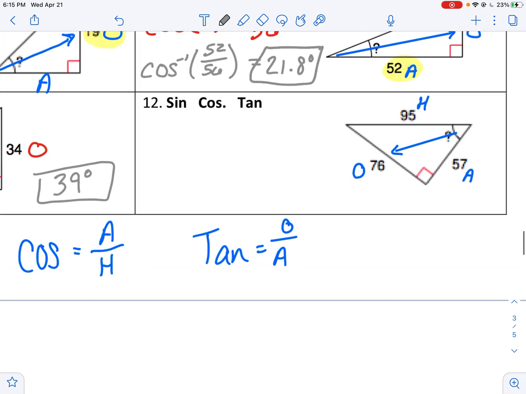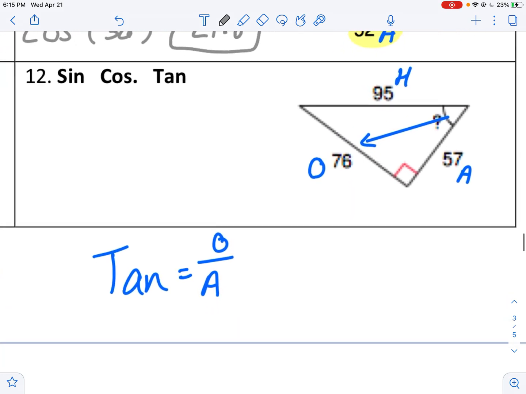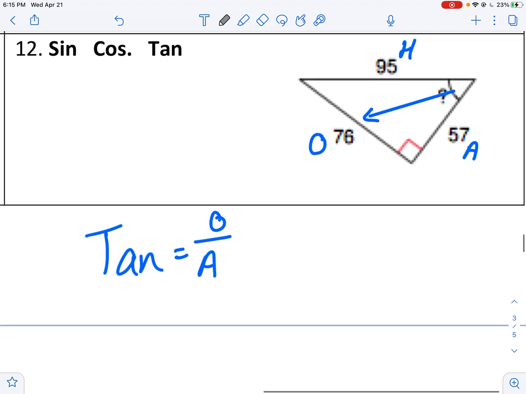All right, now number 12. This one's kind of a fun one. You could have used any one of these because you have opposite and hypotenuse, so you could use sine. You have adjacent and hypotenuse, you could use cosine. You have opposite and adjacent, so you could have used tangent. So pick your favorite one. My personal favorite is sine, so I'm going to use opposite and hypotenuse. But you could have used any one of these three.